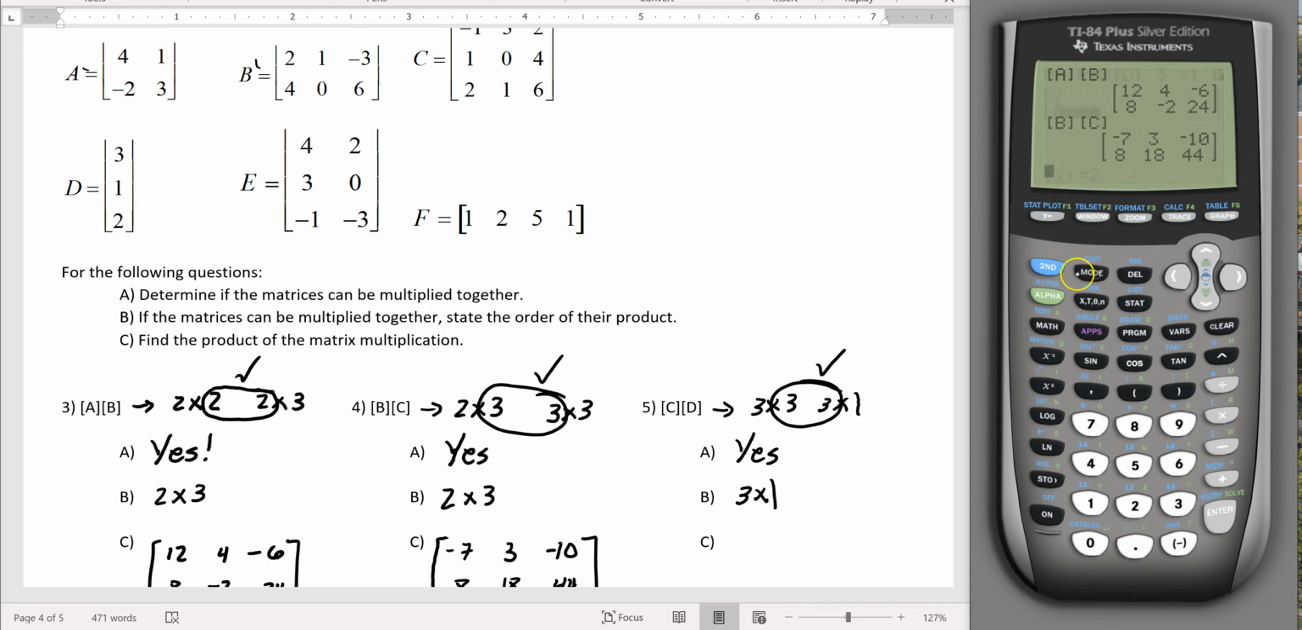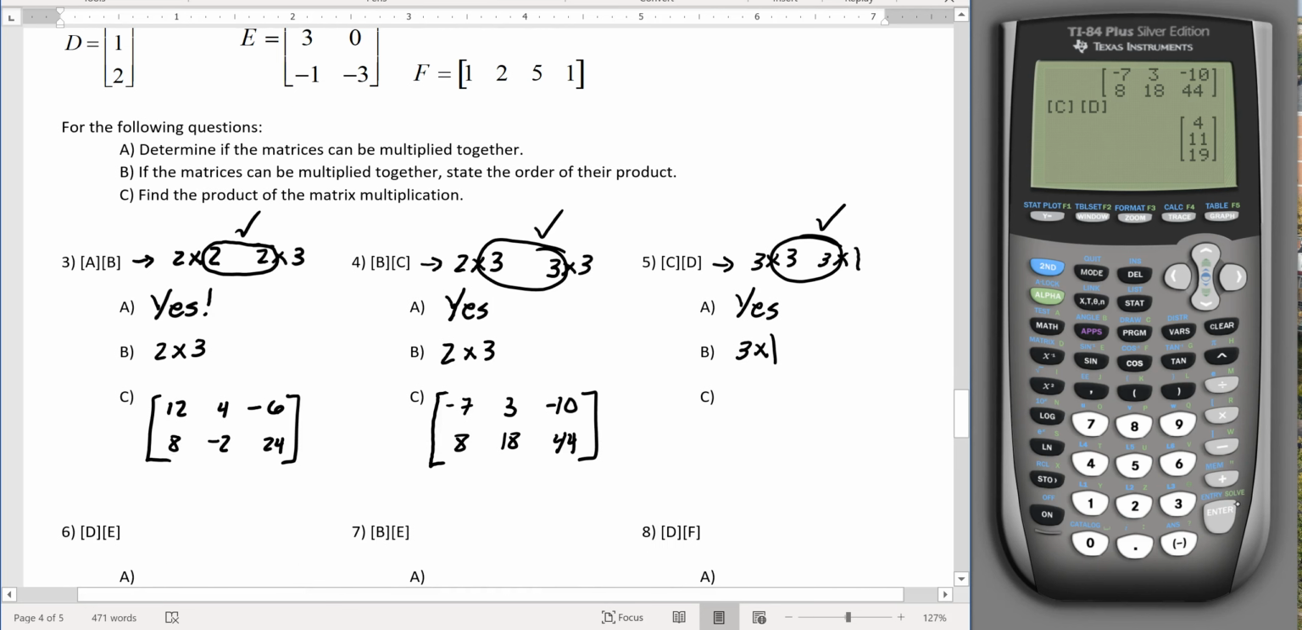All right, so second quit, second matrix, I'm going to do matrix C, second matrix D. Very nice. 4, 11, 19, that 3 by 1 matrix. What do you know? 4, 11, 19. Beautiful.